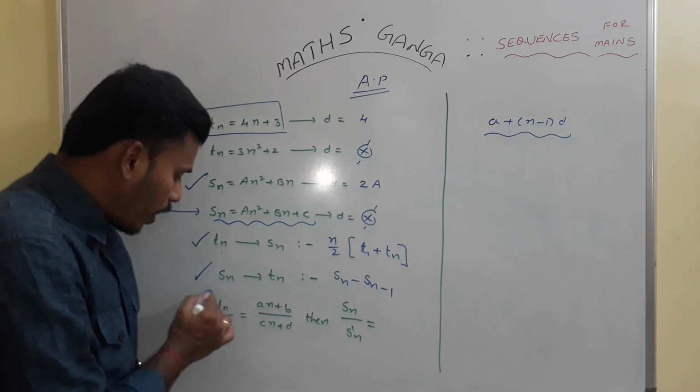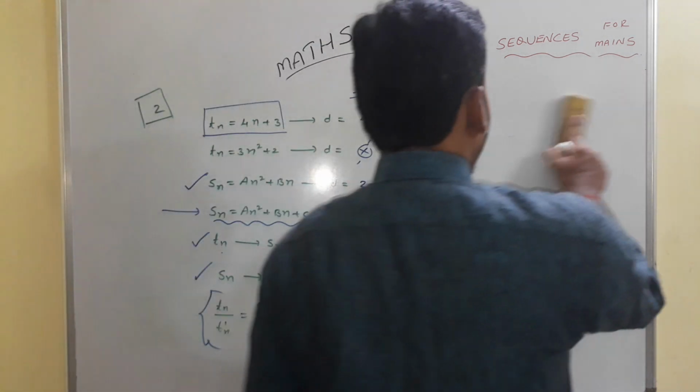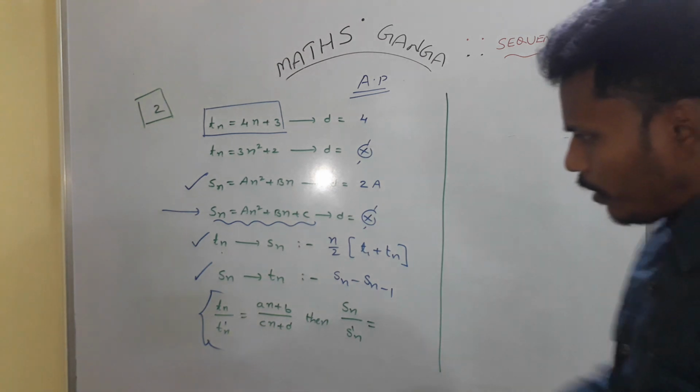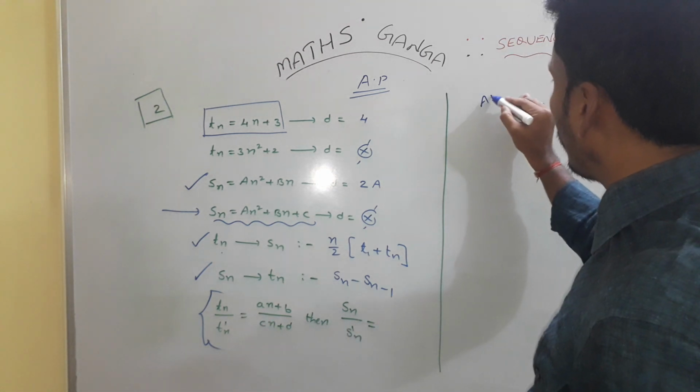Right? And another important thing is, if you know the ratio between the nth terms, see, two arithmetic progressions will be involved here.